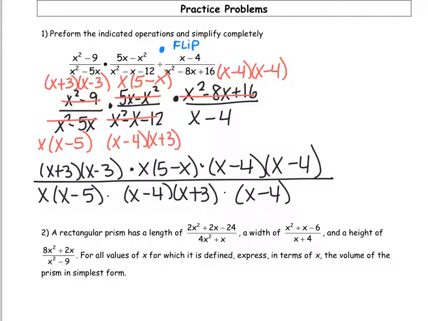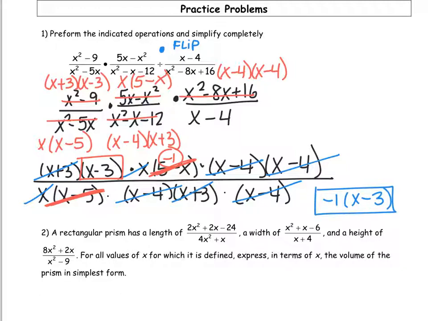Okay, so now I'm going to cross off any top with any bottom. So the x plus 3's, the x minus 4's, the x minus 4's here, this x with this x, and this x minus 5 and 5 minus x, remember, cancels to a negative 1. So I have a negative 1 on top and an x minus 3 on top, and it looks like I've got nothing left on the bottom, so my final answer is negative 1 times x minus 3.